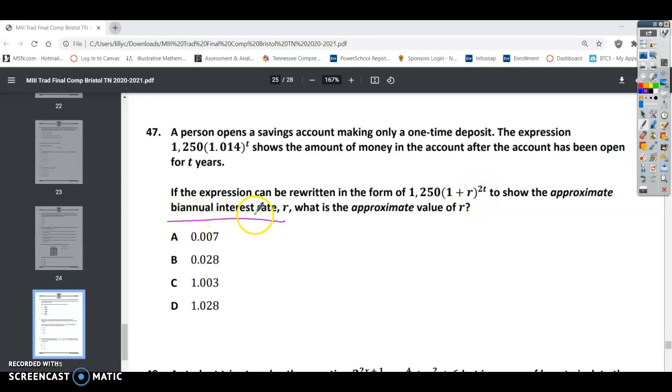Biannual means 2 times per year. So if we start with 0.014, because this is 1 plus r, and our interest rate here is 0.014, and we want to know what it will be if it's biannual, which means twice a year, so it would be divided by 2. So that would be 0.007. So the answer to number 47 is A.